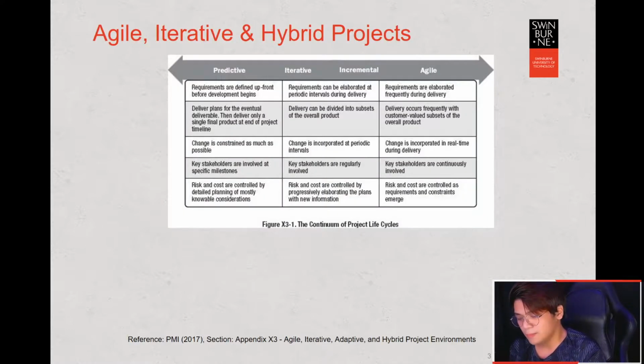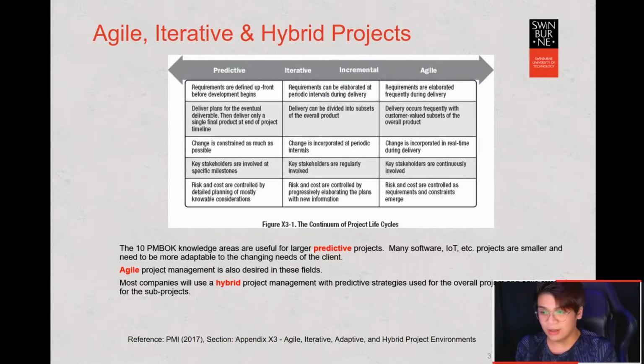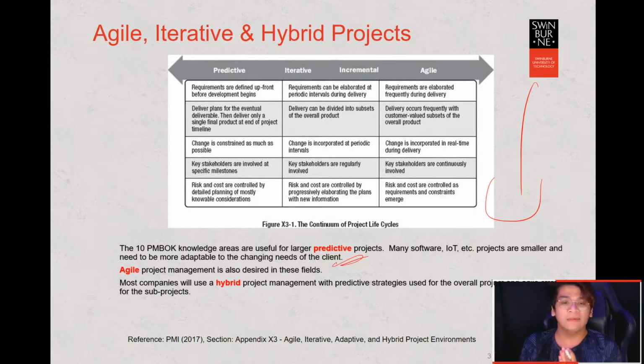Alright, so there are different types of project. There's agile projects, iterative projects, or hybrid projects. The 10 PMBOK knowledge areas just now are useful for larger predictive projects. Let me just get my pen. Predictive projects, different from agile projects. Agile project management means the project always keeps changing based on the current situation, while PMBOK is more useful for waterfall style projects, such as ones that have a specific scope and goal.